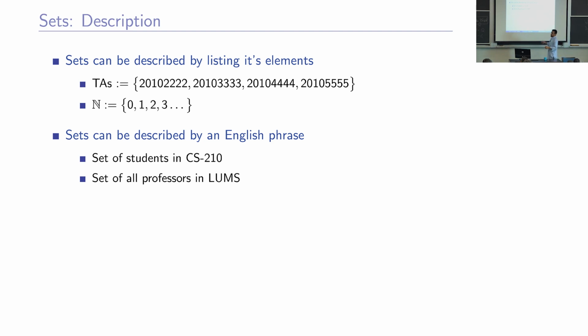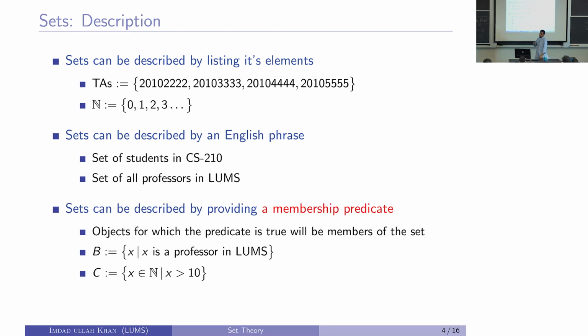The set of all students in CS210. It's a full description of all of your roll numbers in a list, right? The whole Zambil record is going to be exactly the same set. So I can give you all the Zambil record printed, or I can just describe it like this, right? The set of all professors in LUMS, the set B I saw earlier.